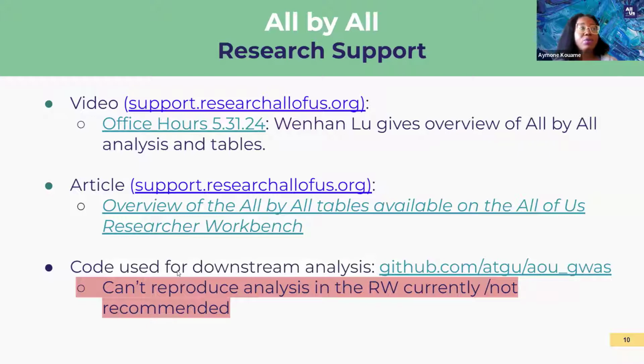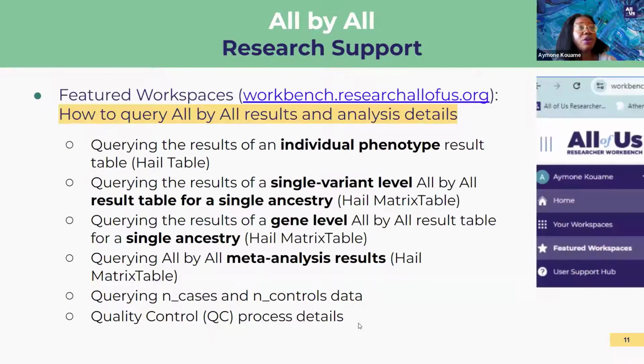And then we do have also, you have on GitHub publicly available the code that was used for the downstream analysis. Just keep in mind that currently you cannot reproduce this in the researcher workbench, nor do we recommend that because, like I said, it's very, very expensive. But you can go and look at the code and figure out how the results were generated. So that's helpful. We also have a feature workspace that is fantastic.